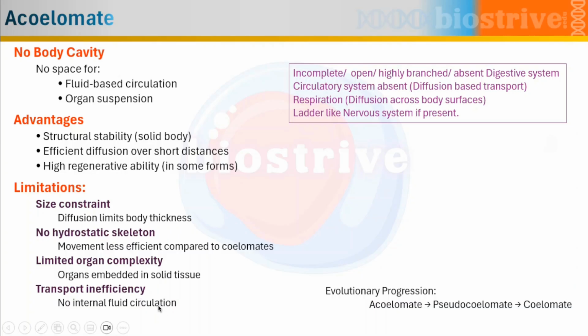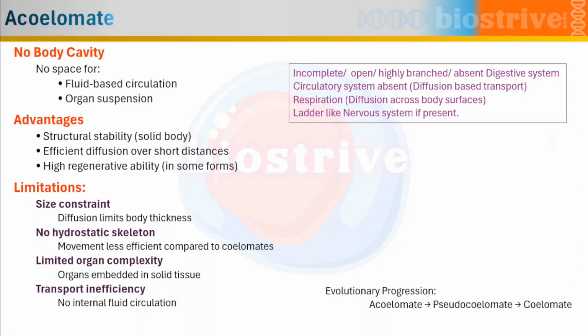So there is a size constraint, the organism size has to be very small, there is no specific hydrostatic skeleton, there is limited organ complexity, and there is no specific mechanism of transportation. So acoelomates are a primitive kind of organism, and examples we can take are all the examples of phylum Platyhelminthes.